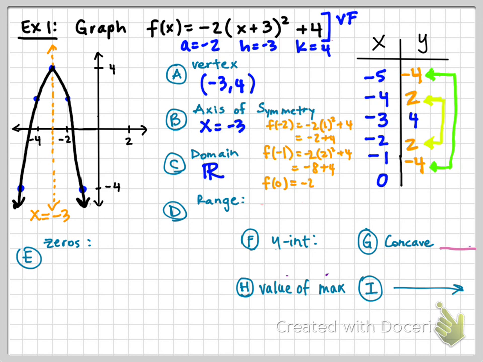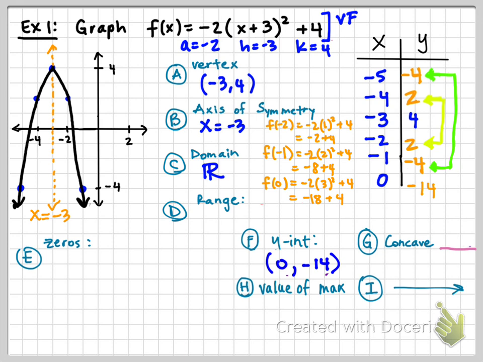So we have -2 times 3 squared plus 4. 3 squared is 9. 9 times -2 is -18. I'm adding 4 to that. So my y-intercept is going to be (0, -14). Obviously not something I'm going to graph. It's off my graph, but it is something I do need to calculate.